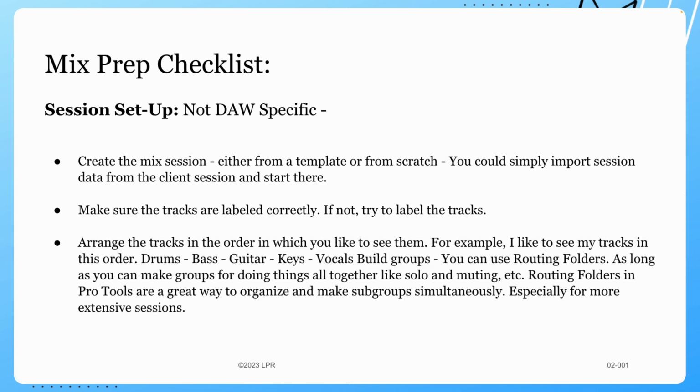So then I'll arrange the tracks in the order I like to see them. For example, I like to see my tracks with the drums on the left, then the basses, then the guitars, then the keys, then the vocals. You can use routing folders as long as you can make the groups for doing things like solo and muting and things like that. Routing folders in Pro Tools are a great way to organize and make your subgroups, simultaneously, especially for a bigger session.